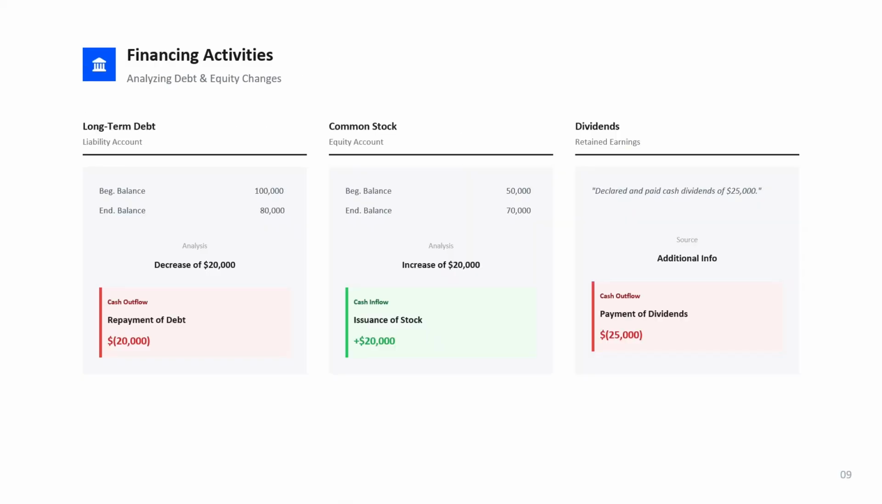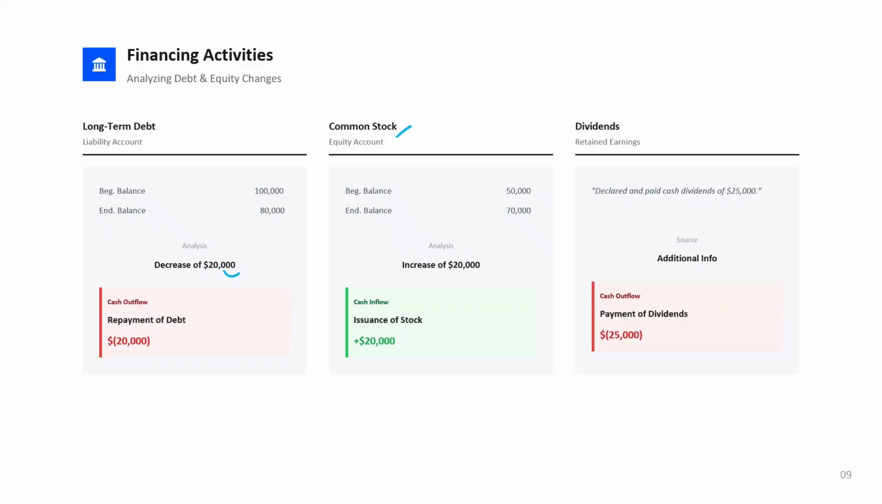The financing section tracks transactions with creditors and the owners, specifically long-term debt and equity. We analyze the change in the long-term debt account, which decreased by $20,000. So this indicates a cash outflow for debt repayment. The common stock account increased by $20,000. That signals a cash inflow from issuing new stock. We sold stock and we got $20,000.